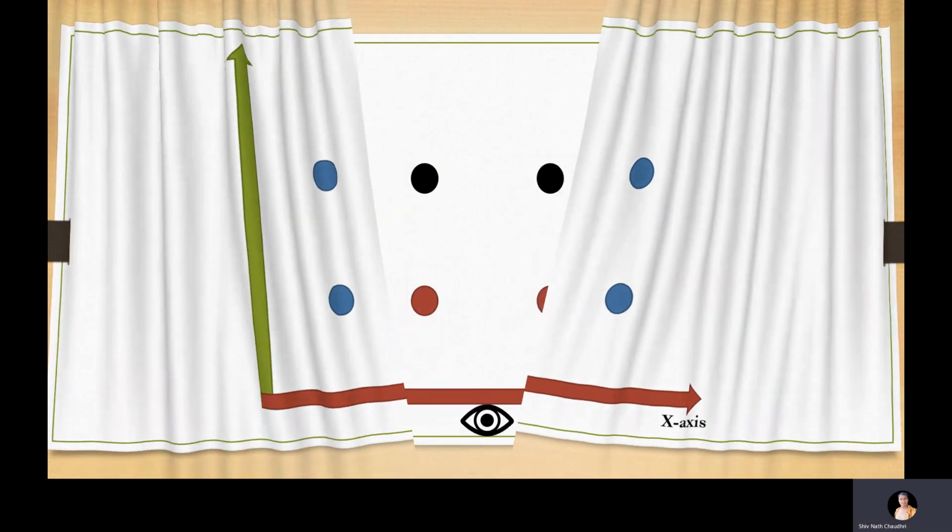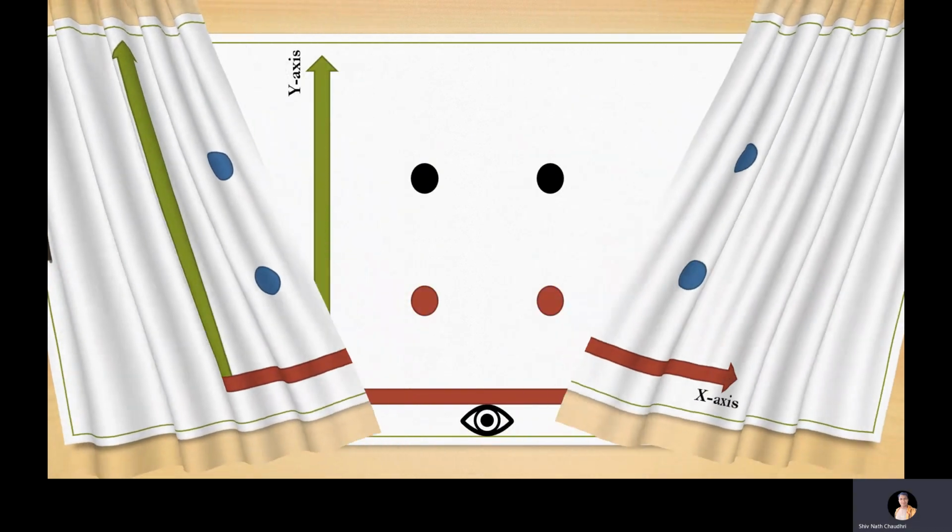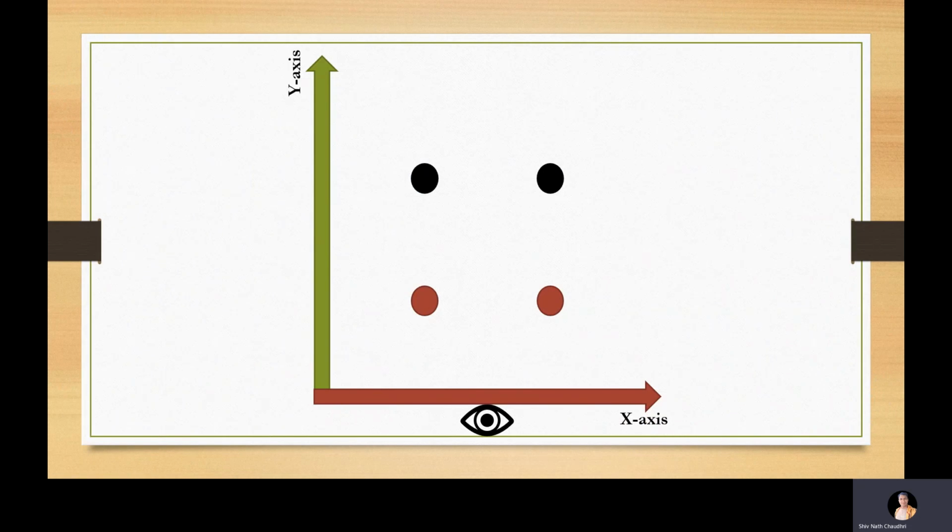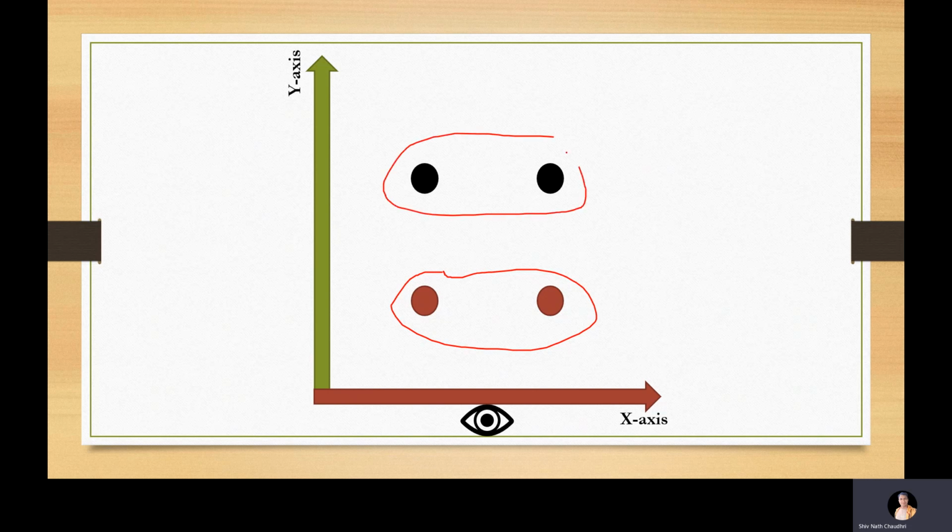If we see the data points from x-axis, we find that only 2 data points are visible while the rest 2 are hidden behind them. Thus, the visibility from x-axis is 50%, and we can explore the information about only 2 data points from x-axis. These are 2 points which are visible from x-axis, and these are points which are hidden behind these red points. So the visibility is 50%.